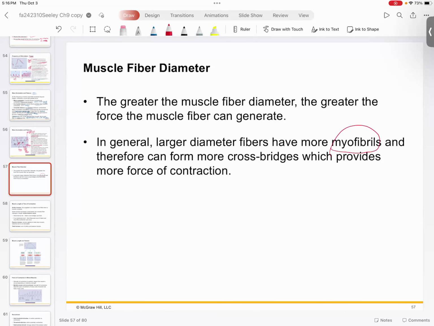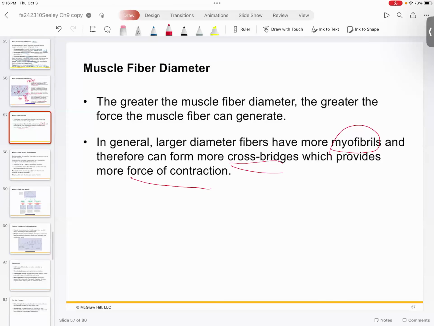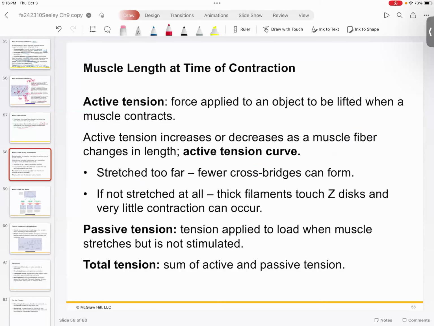So the more myofibrils you build in your muscle fiber, the more cross bridges you can make, which produces more force of contraction. This is one of the reasons why when you build out your muscles, you tend to be stronger, and you can apply more force to a particular load.